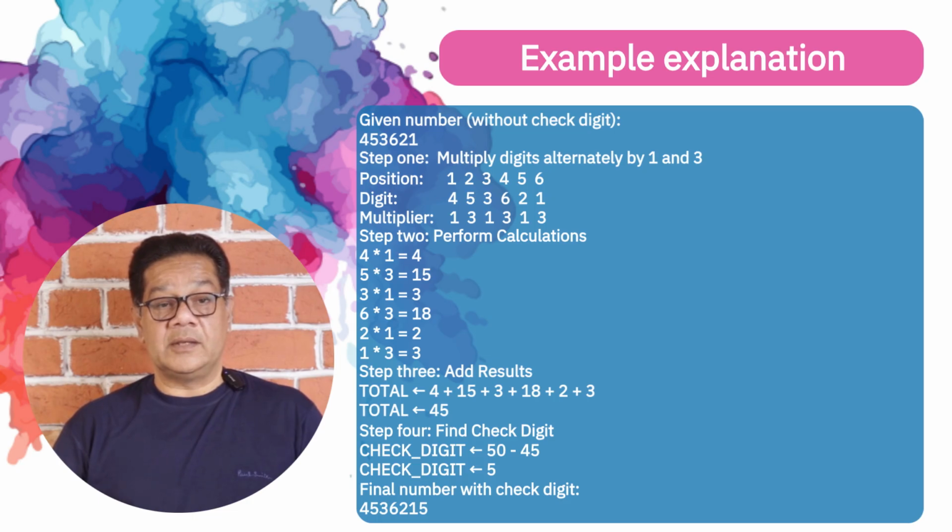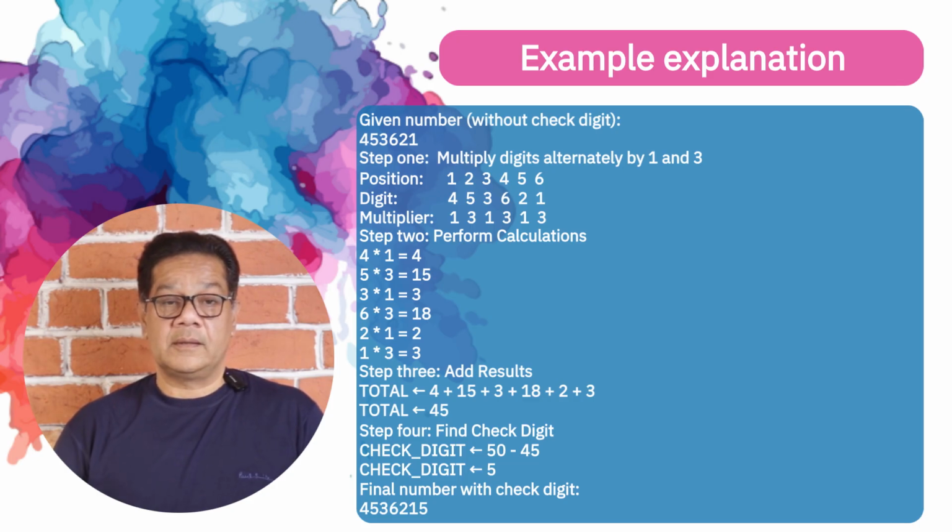Now let us understand a check digit with a simple example. Suppose we are given a 6-digit number, 453621. To calculate the check digit, we follow these steps. Step 1. Starting from the left, we multiply the digits alternately by 1 and 3. Step 2. We add all the results together. Step 3. We find the number needed to make the total a multiple of 10. That number becomes the check digit.